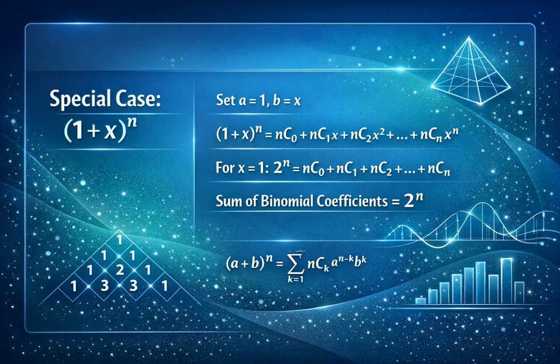A special case, (1 plus x) to the n. Setting a equal to 1 and b equal to x, we get nC0 plus nC1 times x plus nC2 times x squared, continuing to nCn times x to the n. For x equals 1, this gives us 2 to the n equals the sum of all binomial coefficients. This is a fundamental identity.